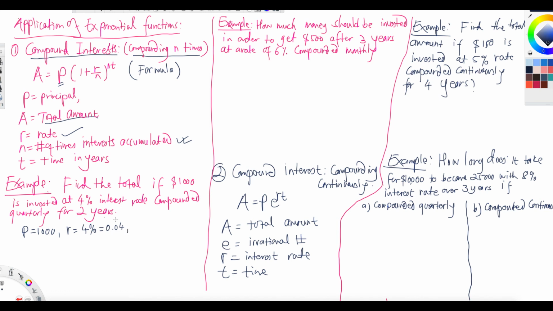It's compounded quarterly, so what is N? How many times a year do they compound? Quarterly means 4 times a year, so N is 4. And how long do you invest that amount? It's 2 years, so T is 2.